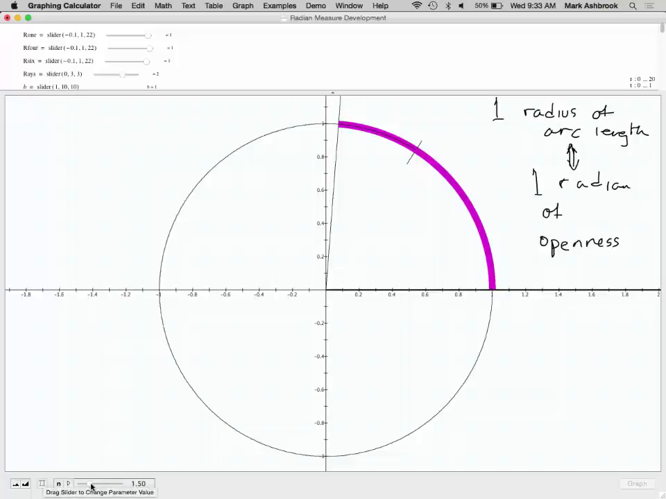So here's 1.5 radius lengths. It makes it almost to the top of the circle. 1.5 radius lengths. What's the openness in radians? You all should be saying it. 1.5. 1.5 radius lengths, then, is that openness of the rays 1.5. Here's 2.6. 2.6 radius lengths means an openness of 2.6 radians.